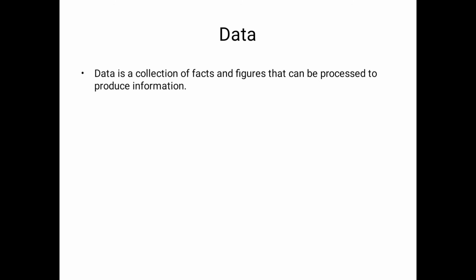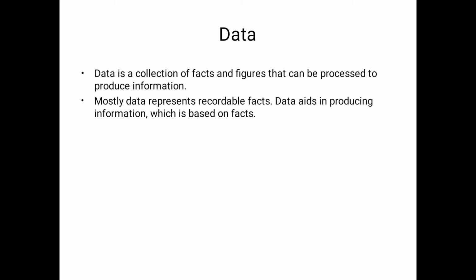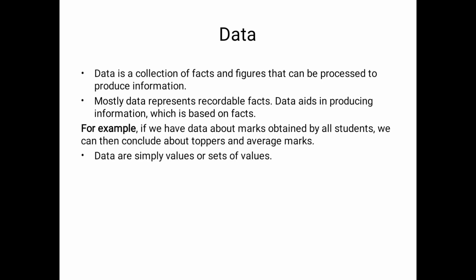This is only an introduction about the meaning of domain and data. So what is the meaning of data? Data means any information. Data is a collection of facts and figures that can be processed to produce information. Mostly data represents recordable facts. Data aids in producing information which is based on the facts only. Here I will consider one small example. If we have data about marks obtained by all the students, we can then conclude about toppers and average marks. So that is the meaning of data. Another definition for data is simply a value or a set of values.